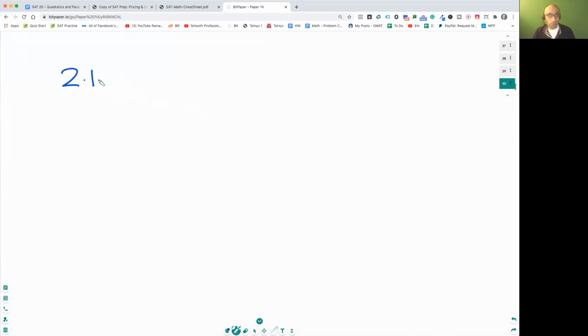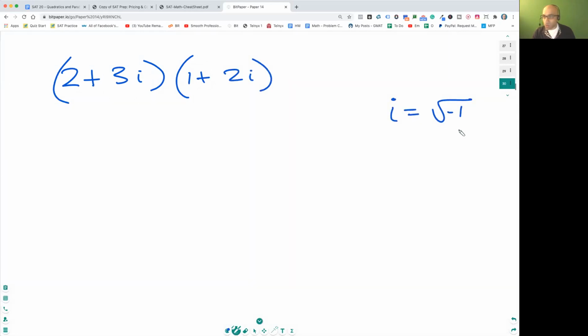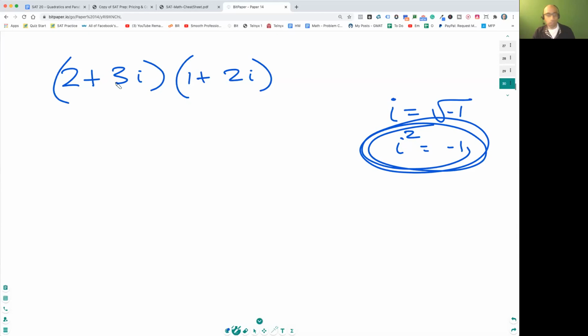Okay, 2 plus 3i times 1 plus 2i. And remember, guys, i means square root of -1, and i squared therefore is equal to -1. The very important thing to remember: i squared is equal to -1. So yes, you're going to FOIL that now. Distribute it, FOIL it, whichever way you want.